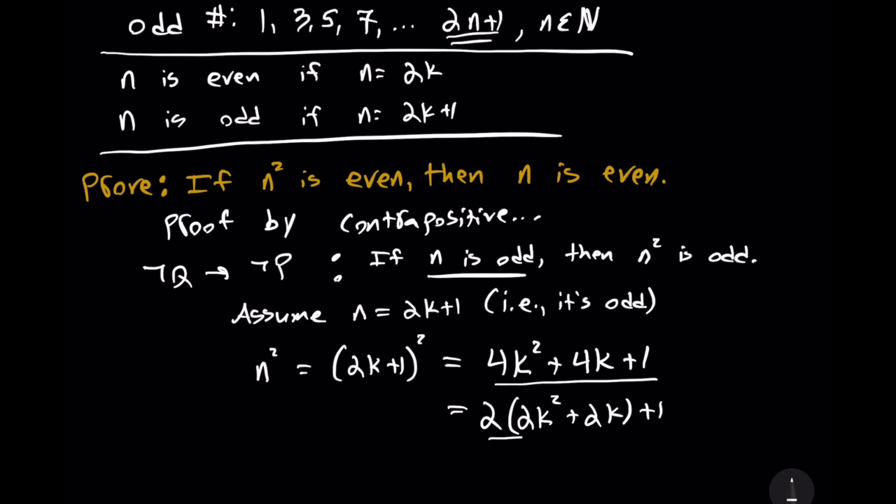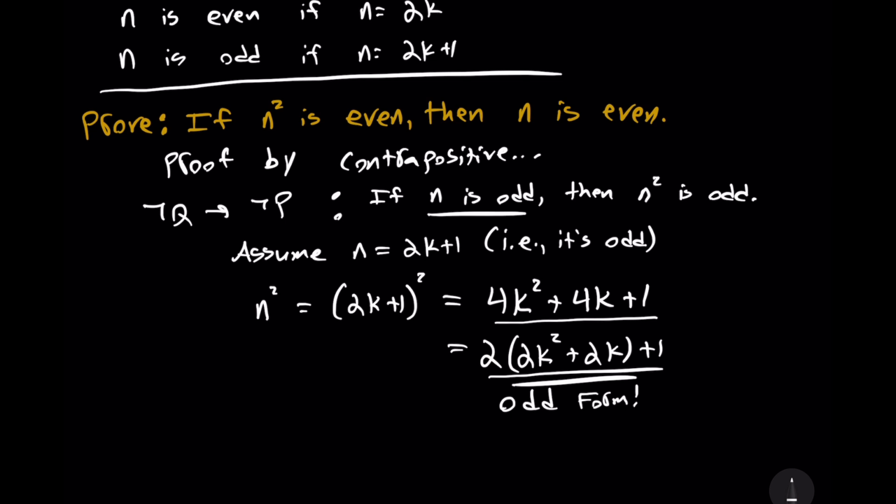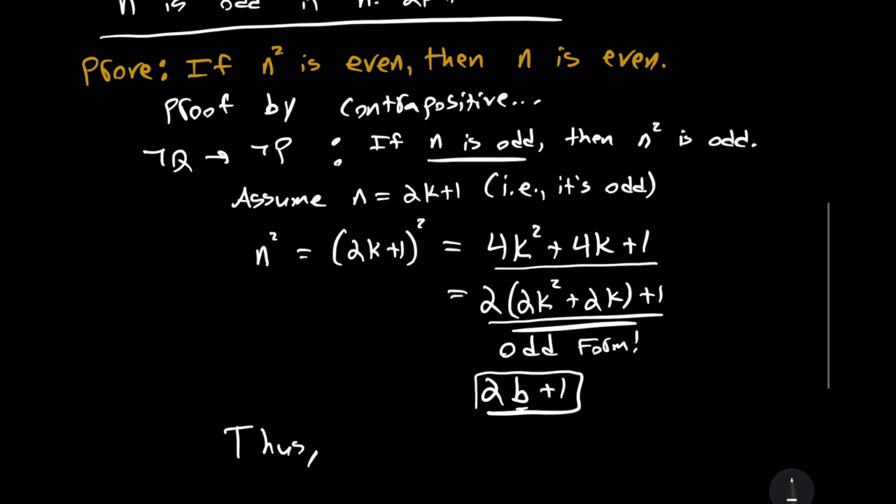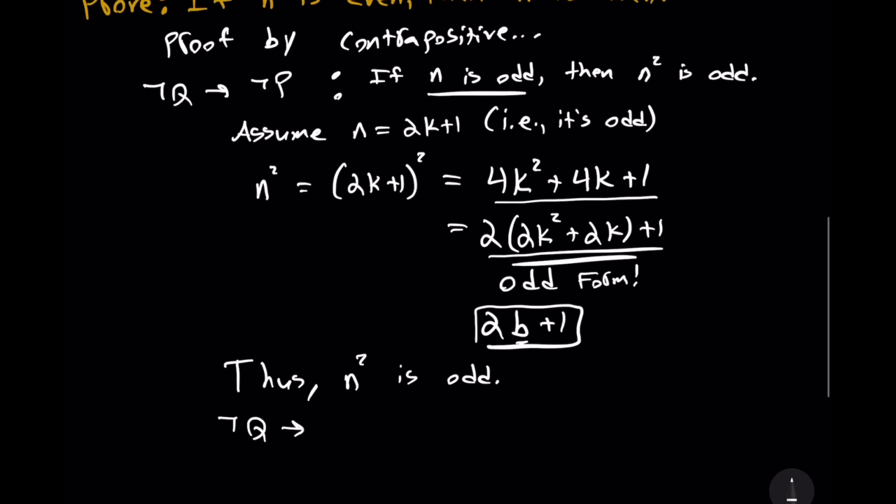And if you stare at that, that has an odd form. Or in other words, think of it as 2 times, let's say, b plus 1, where b represents that 2k squared plus 2k. This has an odd form. So that's definitely odd. So thus, n squared is odd. So we prove that if not Q, then not P, but that's the same thing logically as saying if P, then Q.